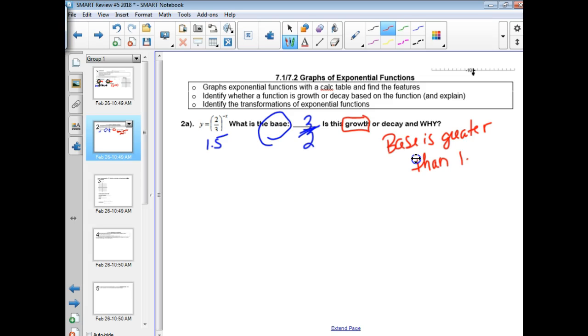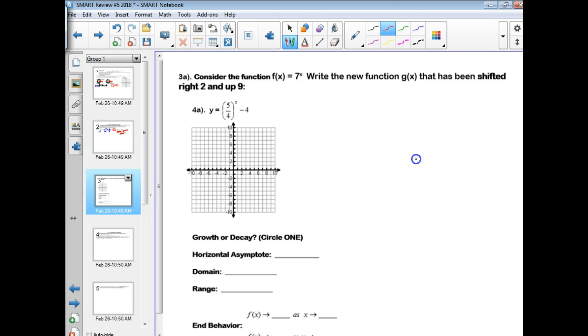I'm going to have you graph some exponentials. Oh, but first, let's talk about the shifts. If this is our original function, 7 to the x power, what would my new function, let's call it g, look like if it was shifted right 2? What changes? No, x - 2. And where's it located? Up in the exponent. So x - 2 is a right 2 shift, and then what indicates an up 9 shift? +9 off to the side. Very good. So you're going to be creating a new function based on transformations.